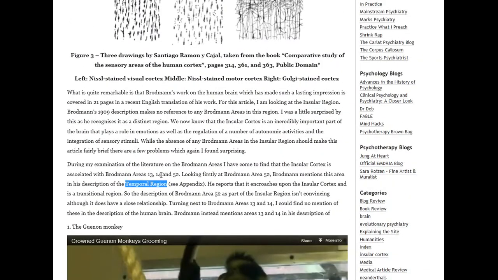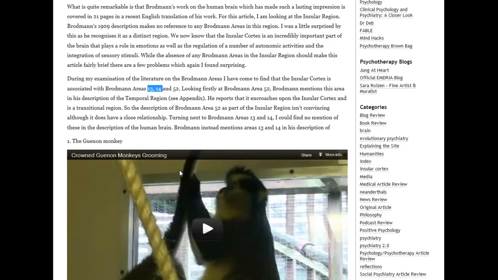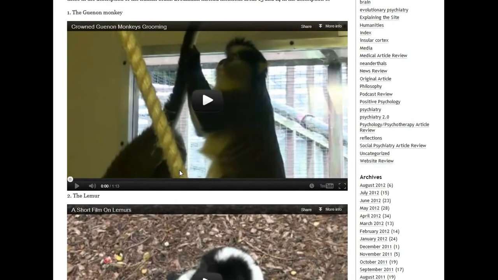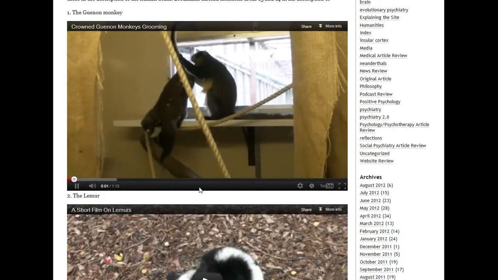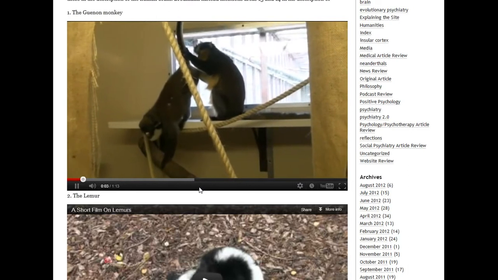Now if we go to areas 13 and 14, what's really interesting is that he doesn't describe these in humans. He describes them in 4 other species. The first of these is the Brodmann monkey. I've taken some footage from Twycross Zoo on this, so I'll show you very quickly. These are crowned Brodmann monkeys grooming each other.